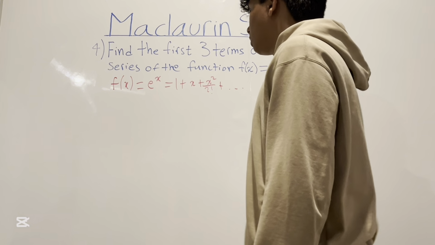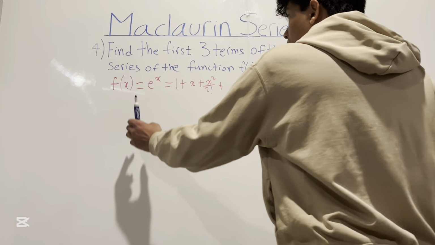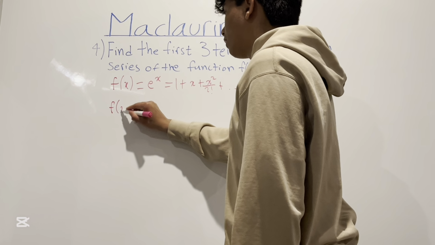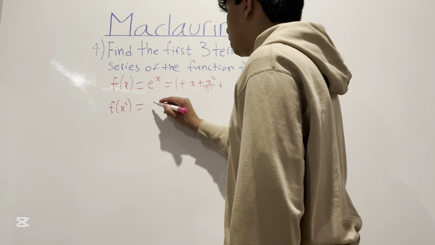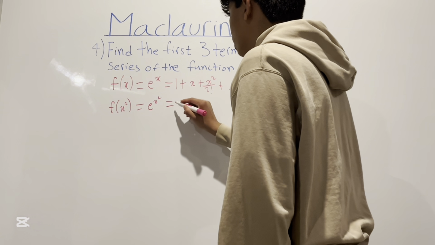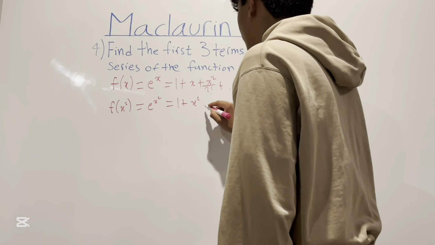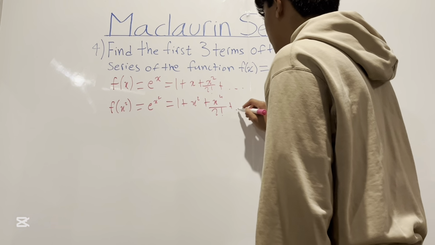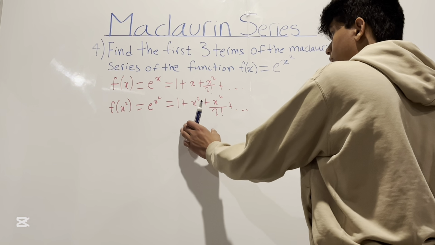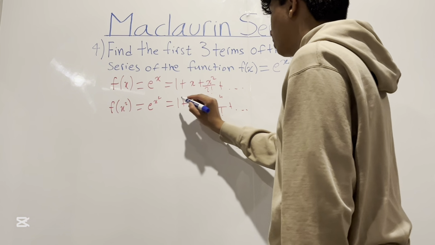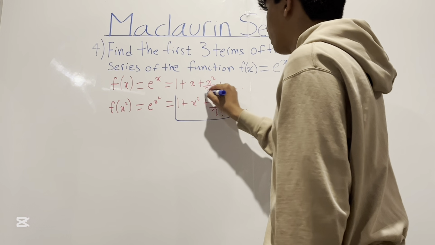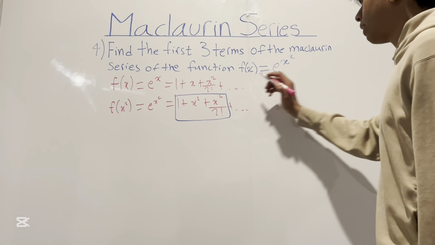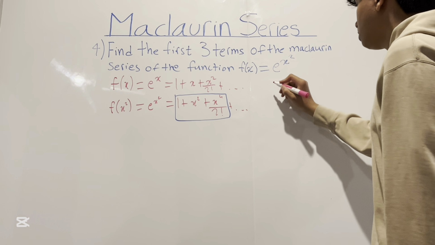So all we have to do to get e to the x squared is set x as x squared here. So e to the x squared equals 1 plus x squared plus x to the 4 over 2 factorial, and so on. And to find the power series, well, first let's box in the first three terms. To find the power series, first, let's set 1 and x squared in the same format as this.